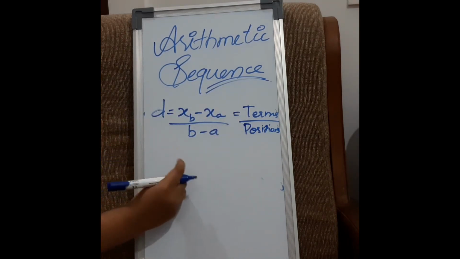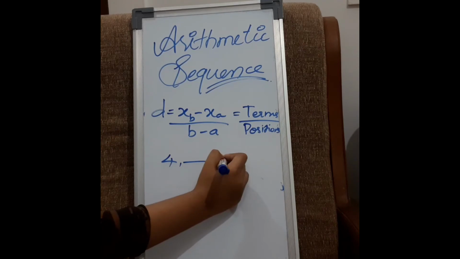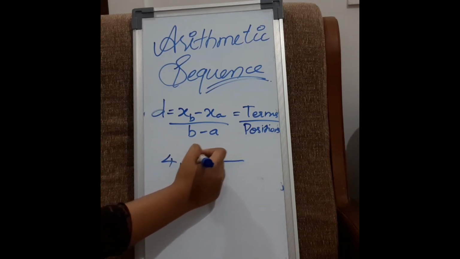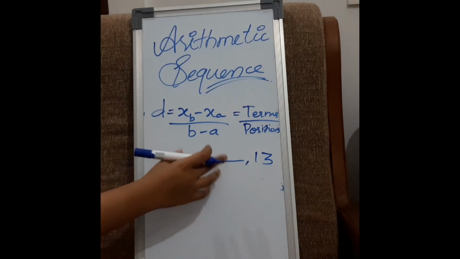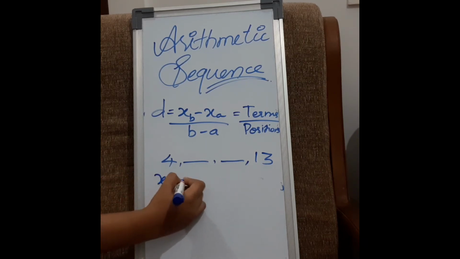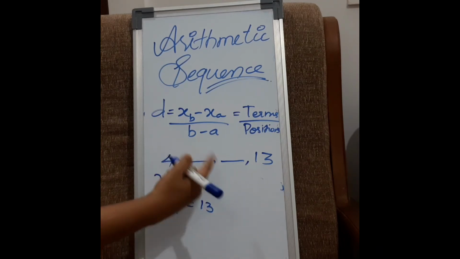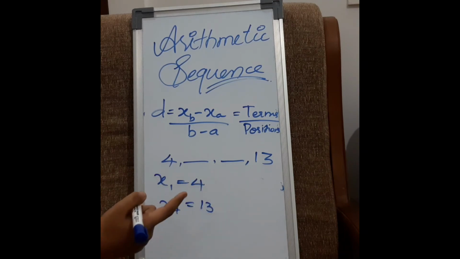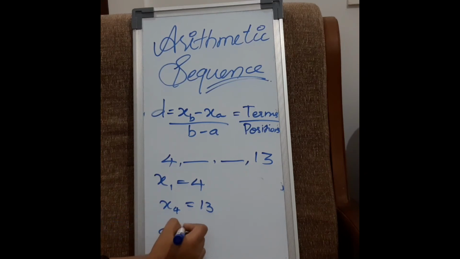For example, if in a sequence we have 4, dash, dash, and 13, and we have to fill the blanks. How will we fill it? We know the first term, that is 4, and the fourth term, that is 13. So 4 is in the first position and 13 is in the fourth position. And how will we find the common difference to complete the sequence? So how will we find the common difference? d is equal to xb.